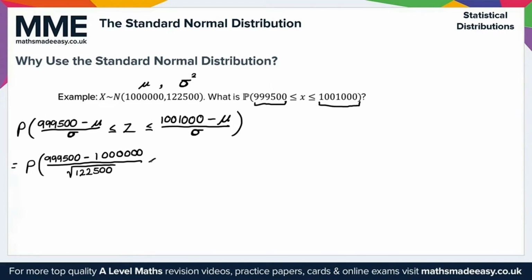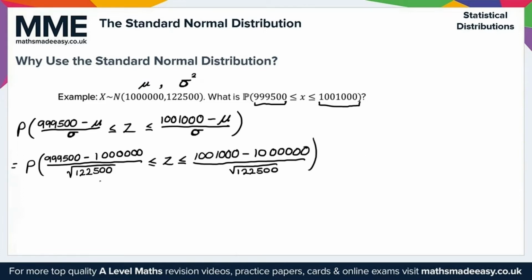Now we just consider the upper bound here. And in that case, it'll be the same, but again, we just replace mu and sigma with the appropriate values. So 1,000,500 minus 1,000,000, so that gives us mu. We divide here again by the square root of 122,500. That gives us the upper bound then for our probability.